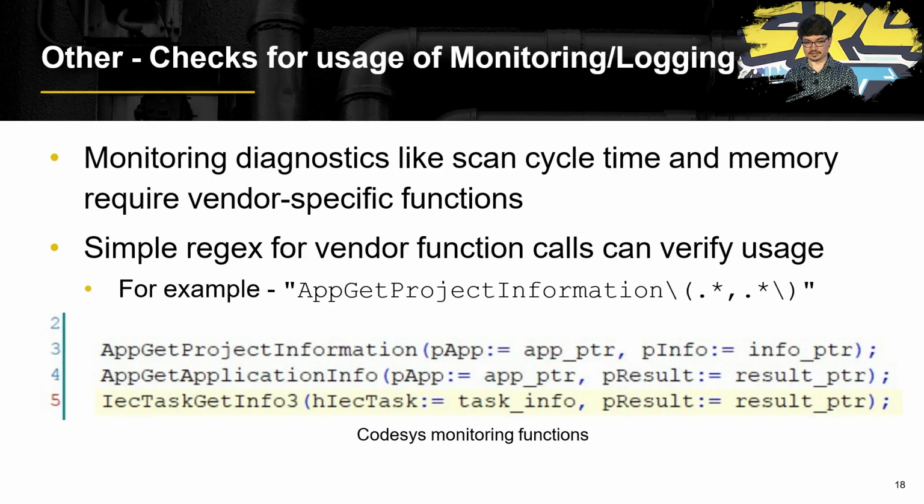You can also check for whether the PLC code monitors or logs certain values that are important for security. So scan cycle time and memory usage, they're usually only trackable by vendor-specific functions. And you can check for this by just doing a simple regular expression to determine whether the program ever uses a function call to check the scan cycle or the memory usage. And if they don't, you can warn the developer, hey, you should probably check for these values at some point in your program, or else you're not maximizing security.